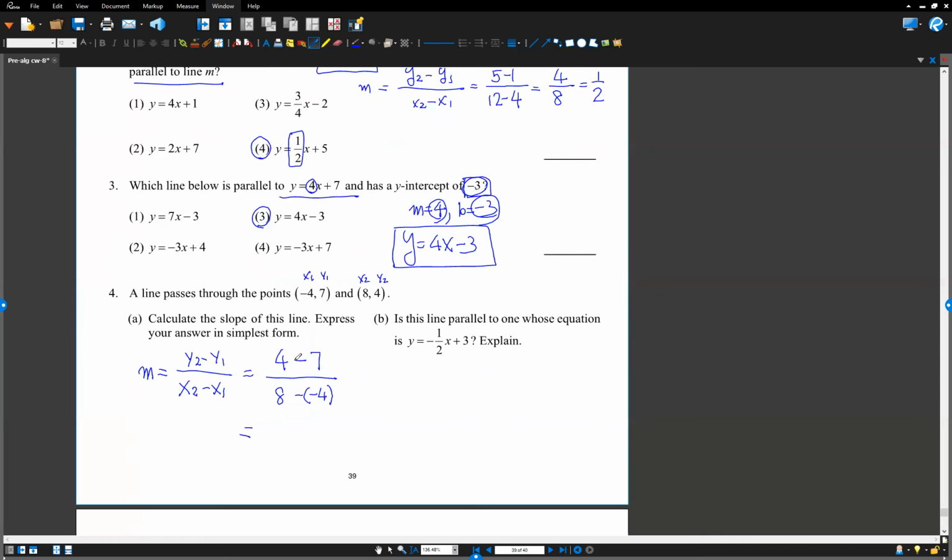4 minus 7 is -3. 8 minus negative 4 is positive, 8 plus 4 is 12. You can divide by 3. This is -1 over 4. Okay, that's the slope. Now, is the line parallel to this one? Check it out. This slope is -1 over 4. The other slope is -1 over 2. They are different. They are not parallel, because they have different slopes.